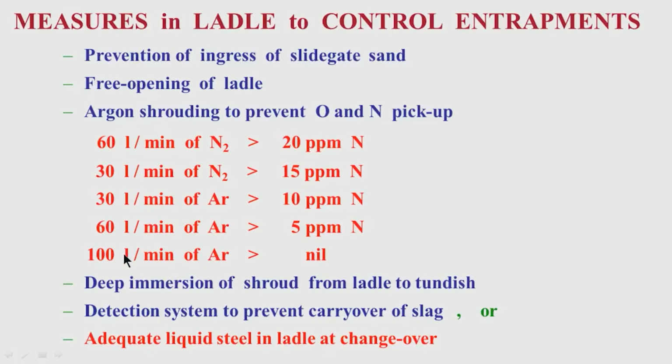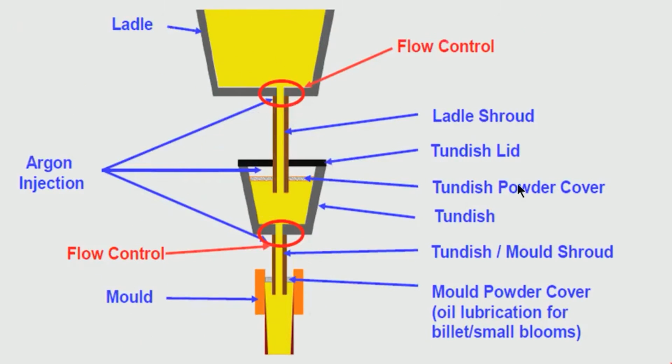So, this is adequate. Now when you are using the shroud, as I was just showing you, this is the refractory shroud. This shroud has to be immersed in the tundish. If it is just above the tundish, then again there will be an open flow, which we will call reoxidation and re-nitrogenation. So, this has to be immersed in liquid steel.